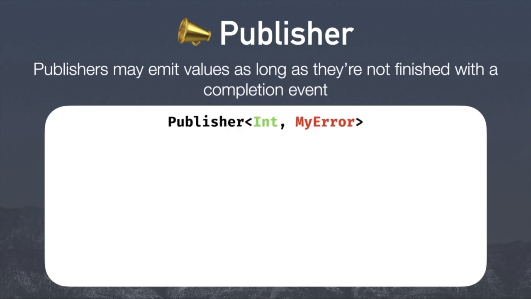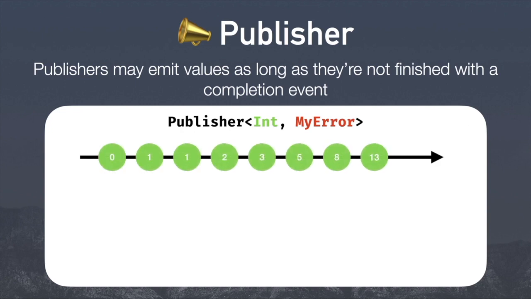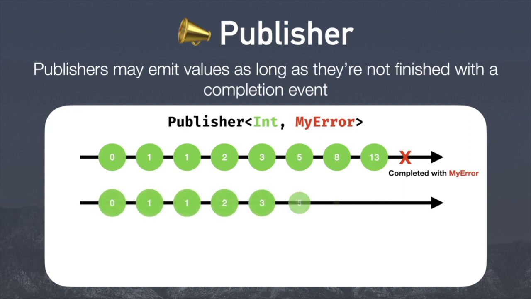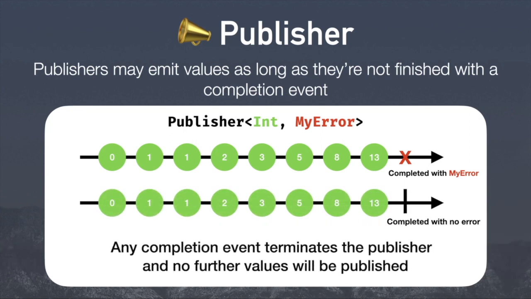So you have a publisher with the output type of Int and a MyError failure type. It can emit as many integers as it wants until, for example, we get an error event of that concrete type, or until we get a regular completion event, a finishing event. Any completion event terminates this publisher, and it guarantees that you would never get any more values as long as there was some completion event.